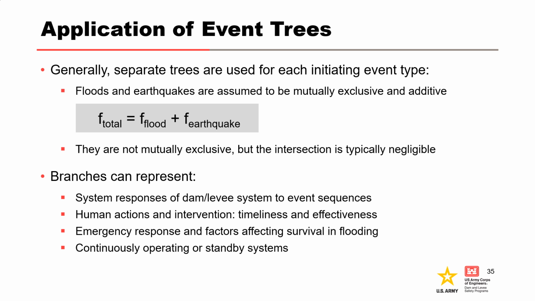Branches in event trees can represent a variety of things. It can be the system response of a dam or levee system to event sequences, human actions and interventions, emergency response and factors affecting survival during flooding, or continuously operating or standby systems.